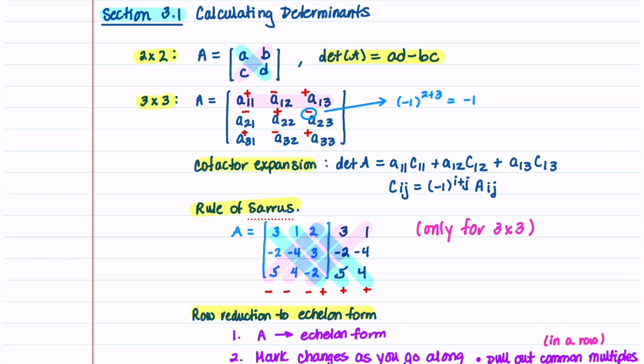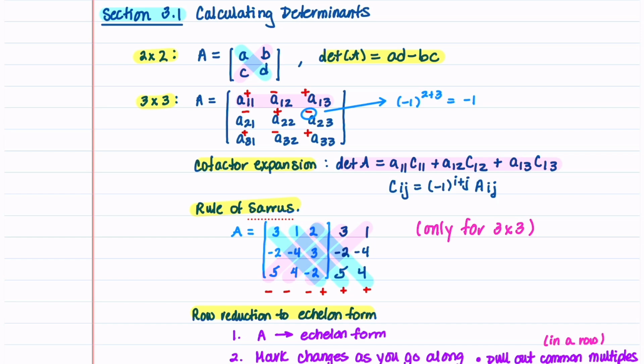reduction to echelon form. If we do cofactor expansion, you have to determine what row or column to expand along, and you always want to pick the row or column that has the most zeros to minimize the number of determinants that you have to calculate. I just gave a formula here if we were to calculate our determinant by cofactor expansion along the first row.